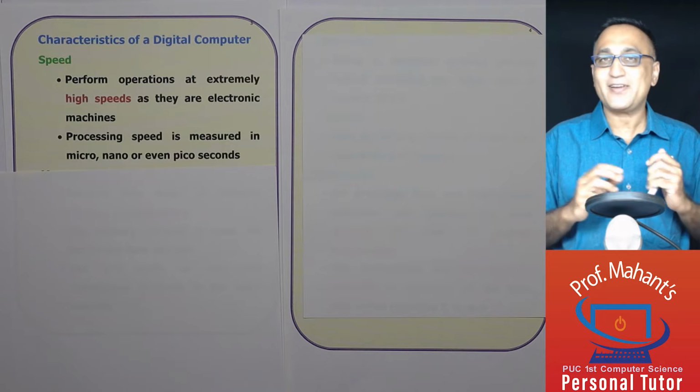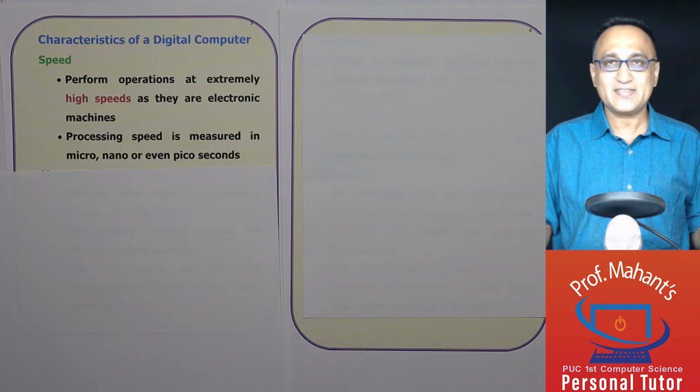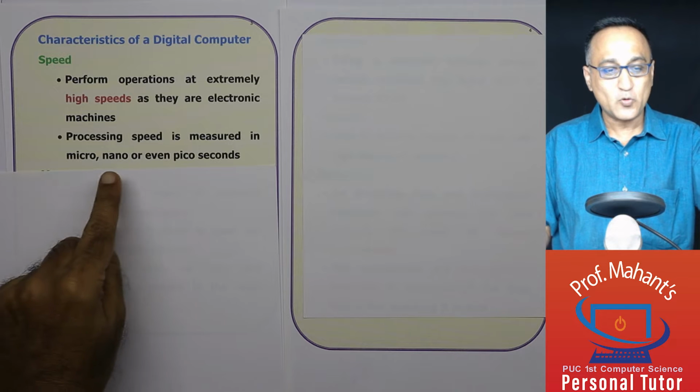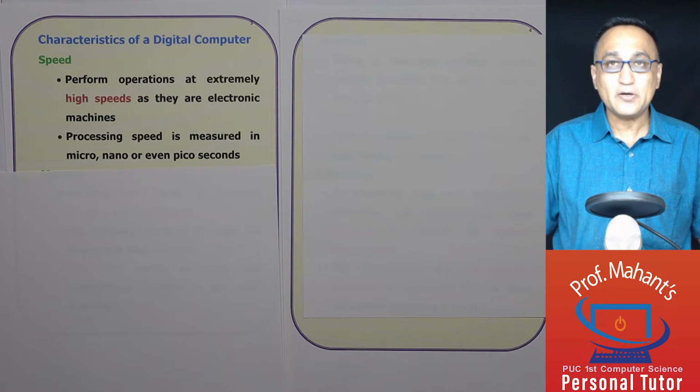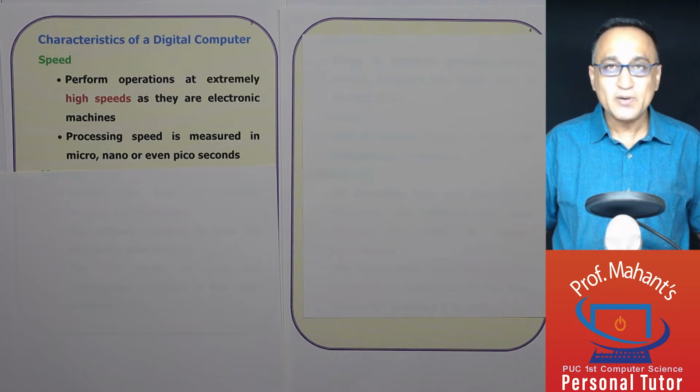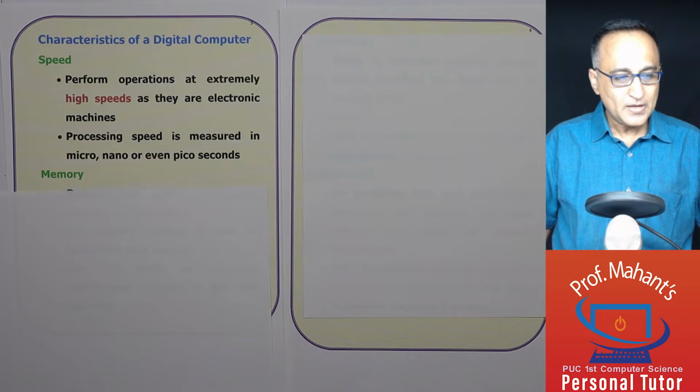Its speed of calculation is so fast that it is measured in terms of 1,000th of a second, 1 millionth of a second, and even 1 billionth of a second. So the speed is measured in terms of micro, nano, or even something called picoseconds. Whereas human beings' performance is measured in terms of minutes, hours, days, and even more.